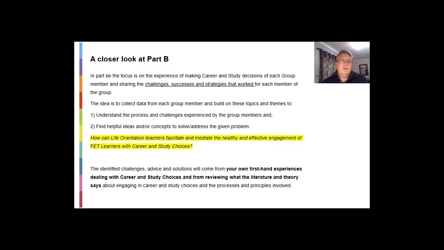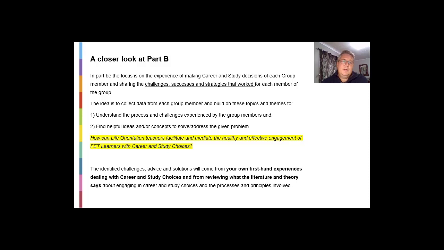So in part B, the focus is on the experience. And I'm saying in part because the other part would also be, obviously, to speak about how learners can be facilitated. But in part B, which is the data collection part, it's really about speaking to your fellow group members and asking them the research question, basically asking them about how they experienced making a career and study decision.